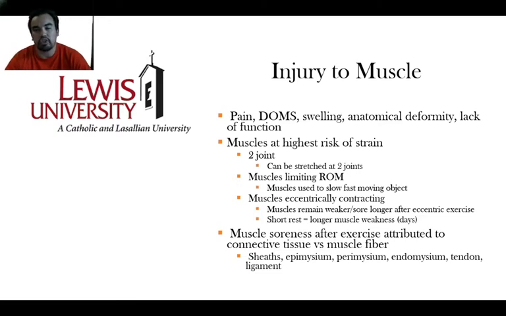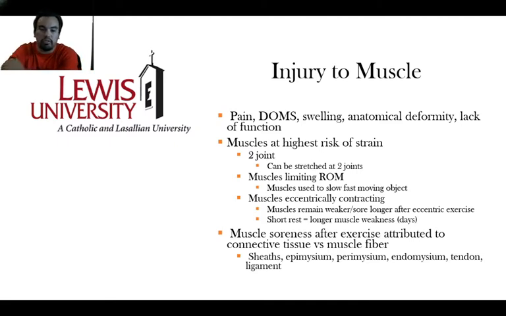So we say it's a strain because when we put a muscle under load, we are straining that, right? We're putting tension or a force through that muscle fiber or that tendon or ligament fiber, and we're causing a strain on those fibers. So the muscles at highest risk are two joint muscles because they can be stretched from two joints.